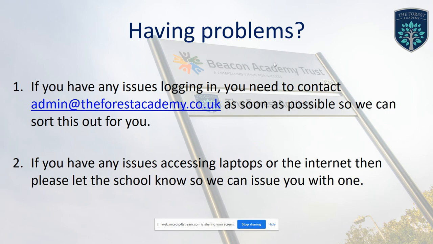If you're having any issues logging in, contact admin at theforestacademy.co.uk as soon as possible so we can help you. Please don't just not access the learning. Make sure that you get in touch with us so you're not missing out. If you have any issues accessing laptops or the internet, then let us know about that too, and we can help you.